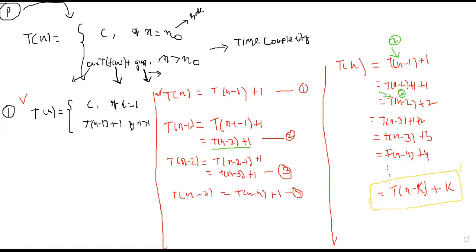Now we know what is given here. When n equal to 2, it takes c. That means T of 1 is equal to c.